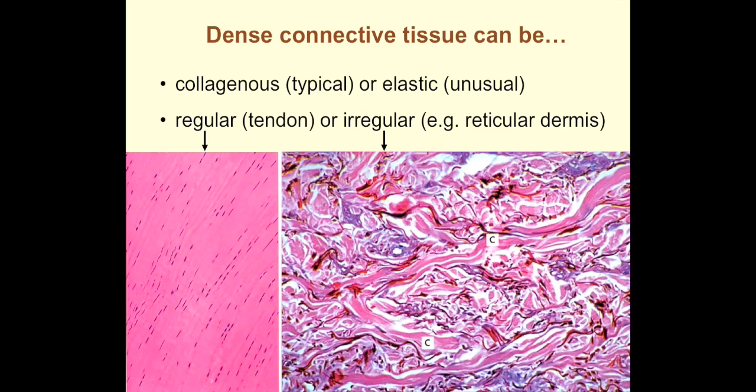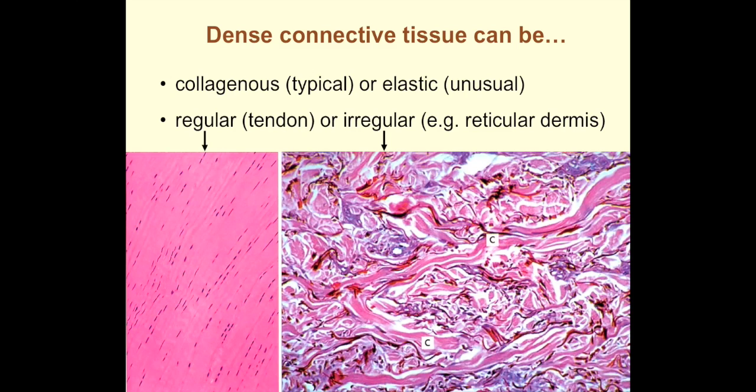So dense connective tissue can be collagenous, which is the most common type, or it can be elastic dense connective tissue. And it's a very unusual form, and I'll show you a picture of that towards the end of this section. Dense regular connective tissue, you can see the collagen bundles on the left-hand side all running in the same direction, and that's about transmitting force in one particular direction.